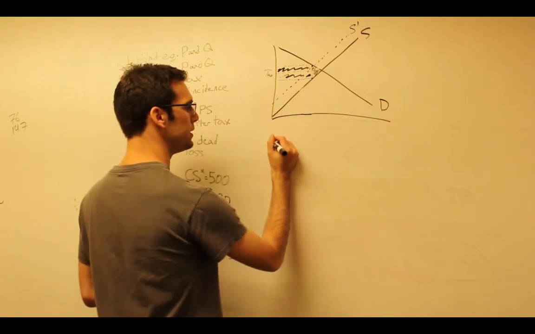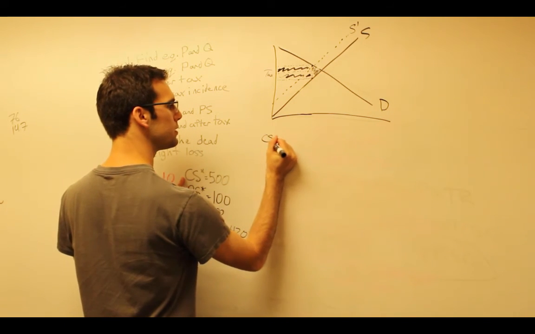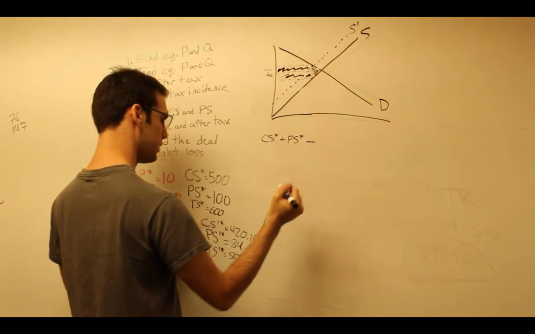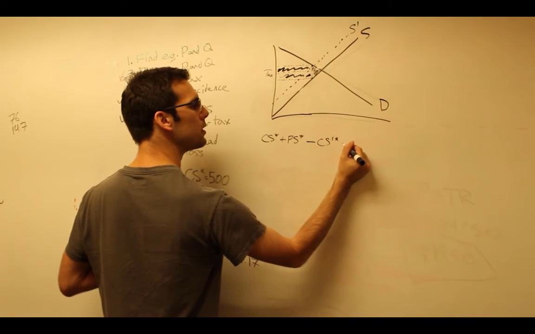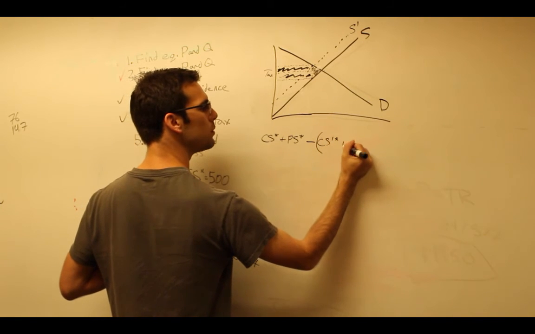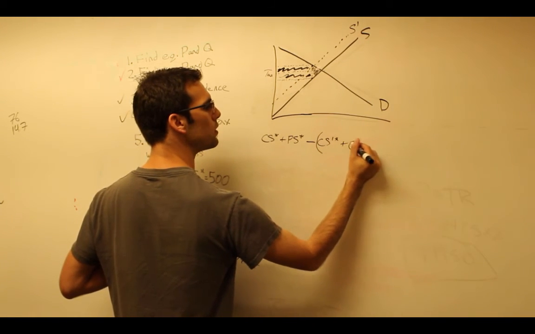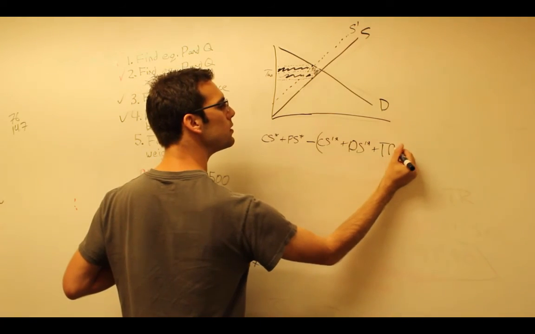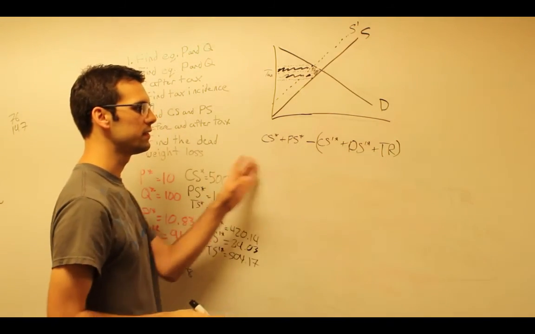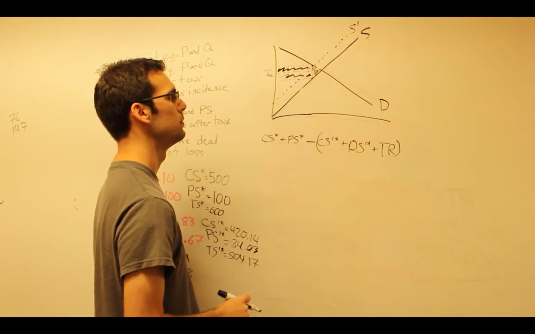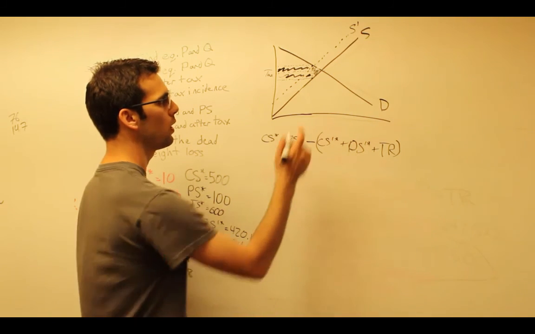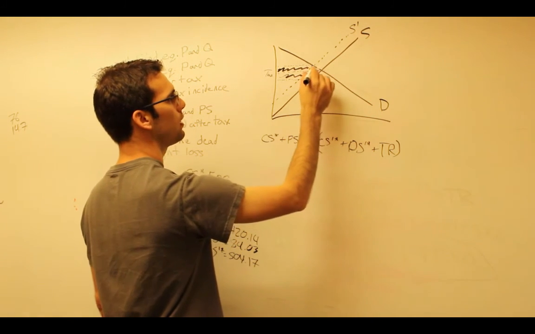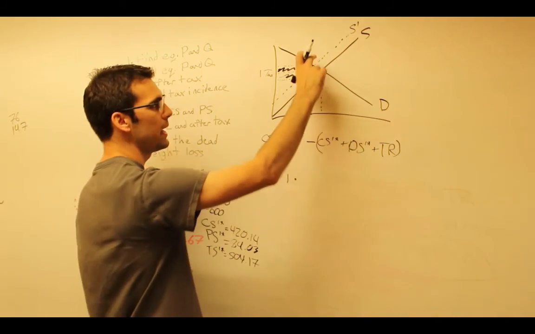One way to do it would be to add up the CS star plus PS star and subtract CS prime star plus PS prime star plus the tax revenue. That difference would be a difference in total welfare, and it would end up being the deadweight loss. An alternative way is to look at it geometrically and say, okay, well, the tax we know is $1. The base is really $1.